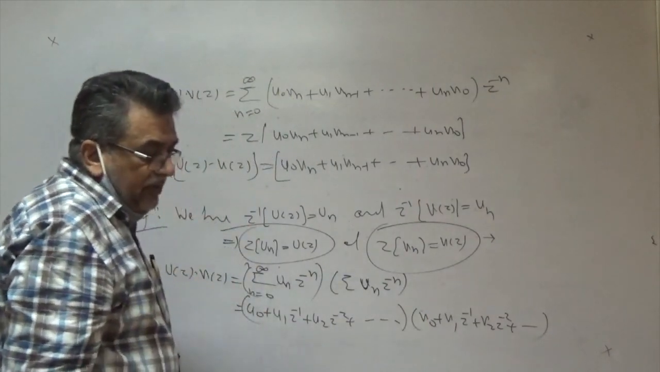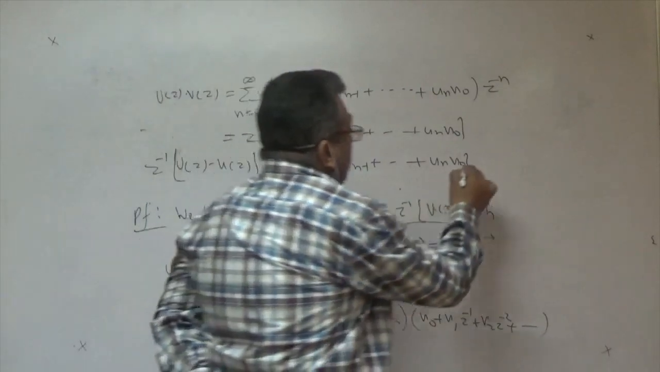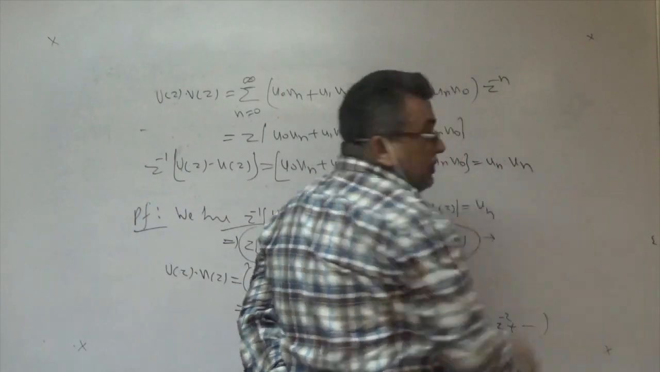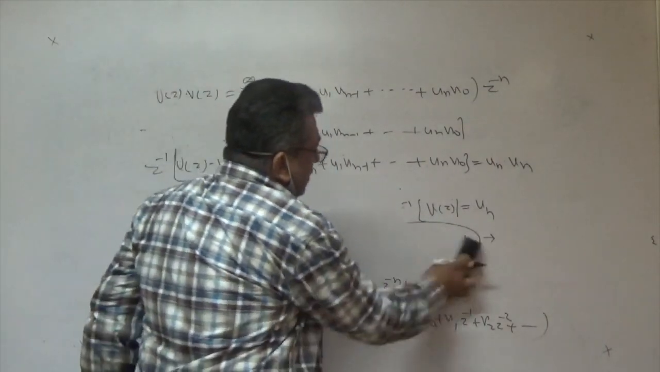And that can be written, if you expand this, as un into vn, and that is your required right hand side. So this is the statement of the convolution theorem.